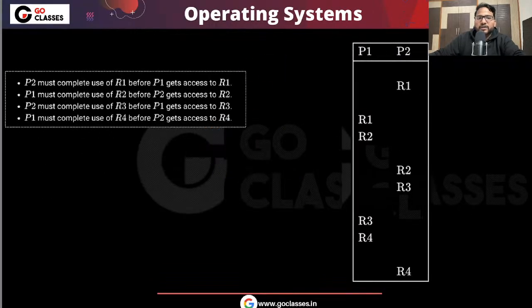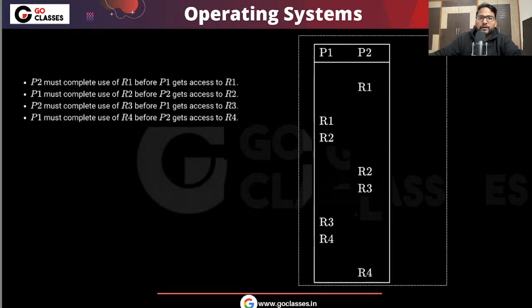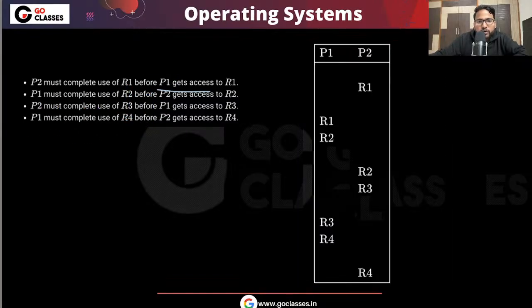So they are saying that P2 must execute R1, and then you can execute R1 from P1. And then they are saying P1 must complete the use of R2 before P2 gets R2. So basically they want to ensure this order. Then how many minimum number of semaphores are needed here? That's the question they are asking. Can anyone tell me what is the answer?